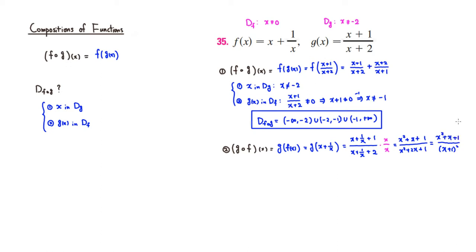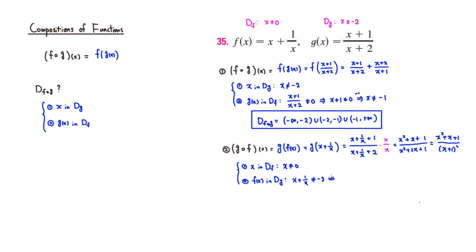How about the domain of g of f? We have to make sure that x is in the domain of f, which means x cannot be equal to 0. We got that. And we have to make sure that the inside function f of x is in the domain of g. This is kind of interesting. So f of x is x plus 1 over x, and this cannot be equal to negative 2.